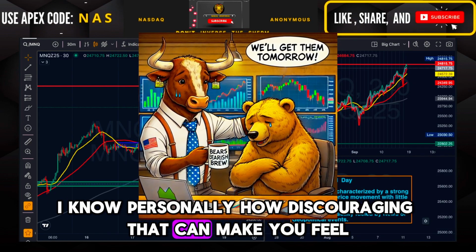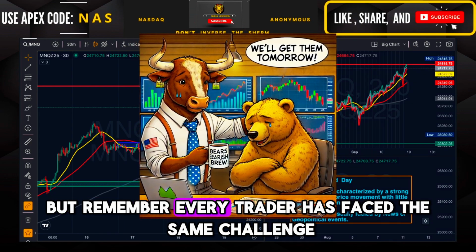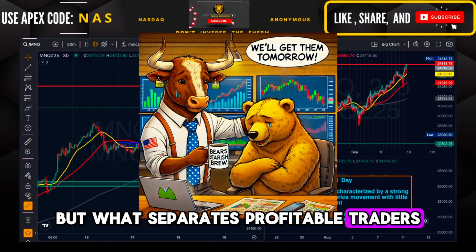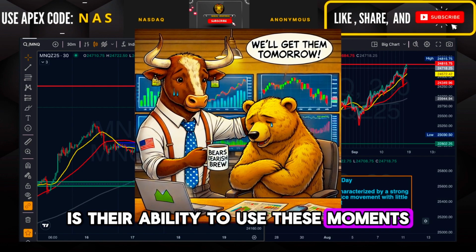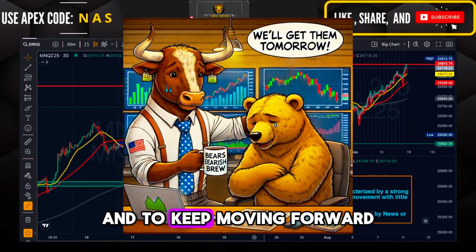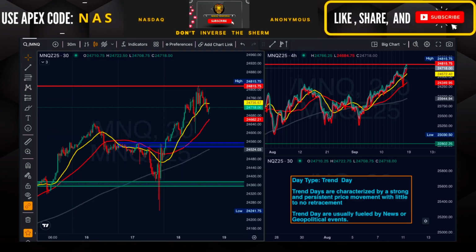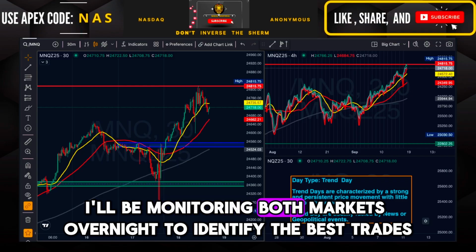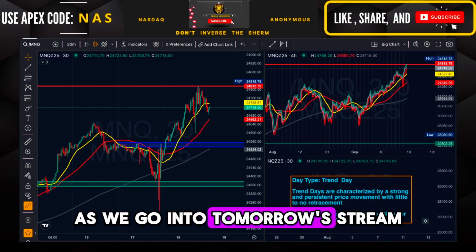Now, for those that found themselves on the wrong side of the market today, I know personally how discouraging that can make you feel. But remember, every trader has faced this same challenge, but what separates profitable traders is their ability to use these moments to refine their strategies and to keep moving forward. I'll be monitoring both markets overnight to identify the best trades as we go into tomorrow's stream.